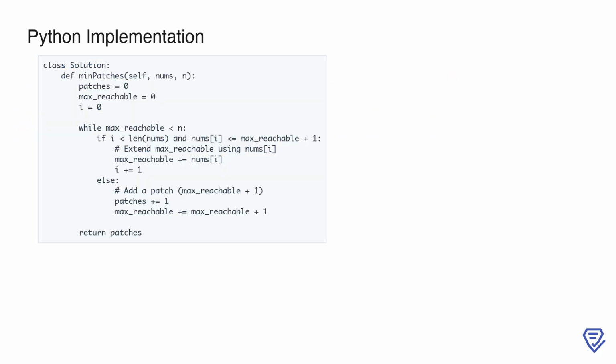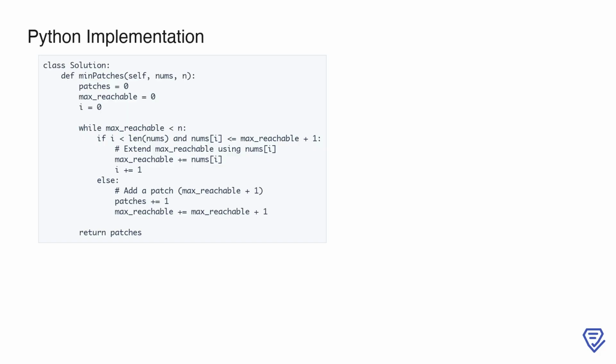This code solves the patching array problem by determining the minimum number of patches, integers, required to ensure the input array can represent all numbers in the range 1 to n through subset sums. The function min_patches starts by initializing three variables: patches to track the number of patches added, max_reachable to represent the maximum sum we can reach with the current array, and i for iterating through the array.